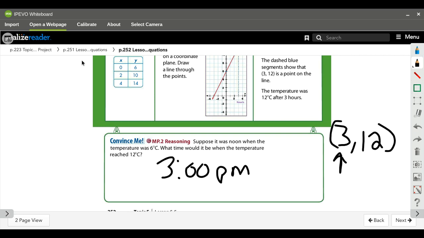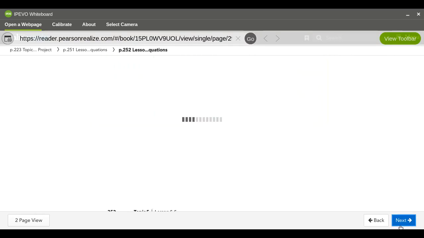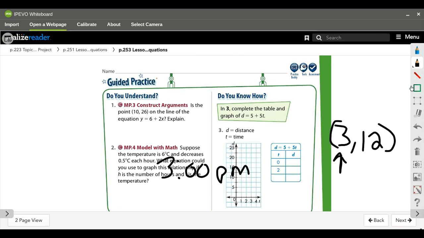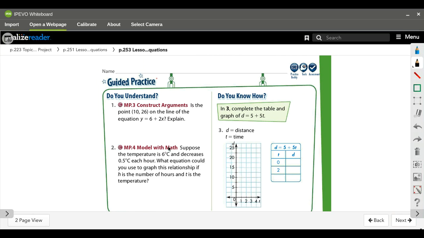All right, let's head to your guided practice. So if we take a look at your guided practice, the first question says, is the point 10, 26 on the line of the equation y equals 6 plus 2x? So explain. So the first thing we need to do is check to see if it's on there. So I'm going to go ahead and show my work. I have both values, so I need to substitute for both values.